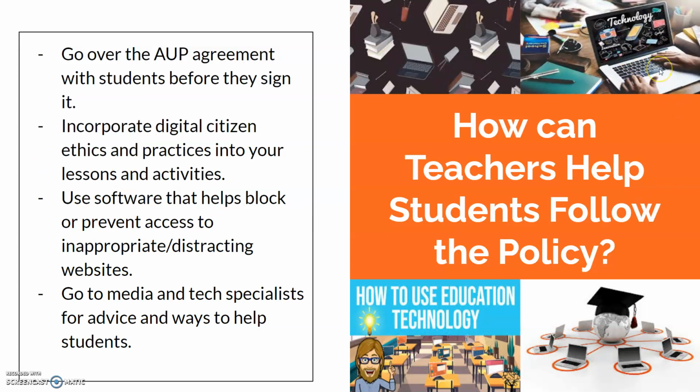So, how can we make sure students follow the policy? We can go over the AUP agreement with students before they sign it. Every student is expected to sign it or accept it, so going over that will help them. We can also incorporate digital citizen ethics and practices into our lessons and activities. The whole point of the AUP is to instill these digital citizen practices into our students and teach them how to be good digital citizens. That would help achieve the purpose of the AUP.